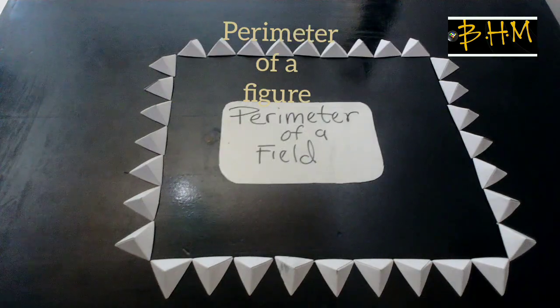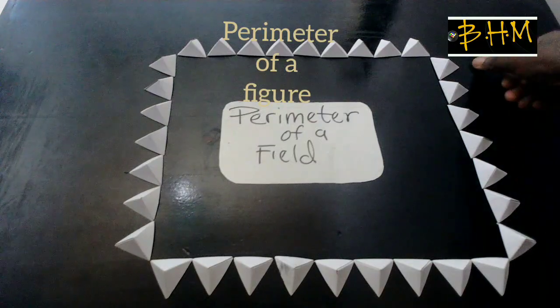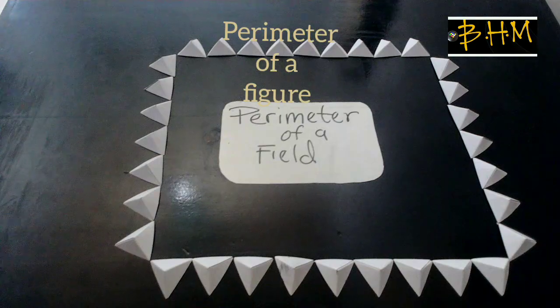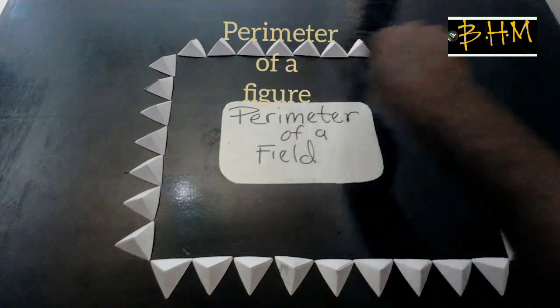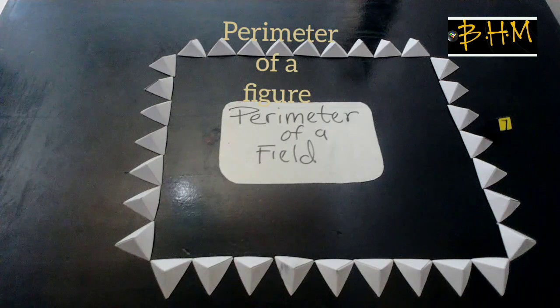This is another field which is slightly different from the first one. We are interested in finding the perimeter of this field too. As we did for the first one, we count and record the measurements. We have 1, 2, 3, 4, 5, 6, 7. This will make 7 units on this side, right? And then we have 9 units on the left side.